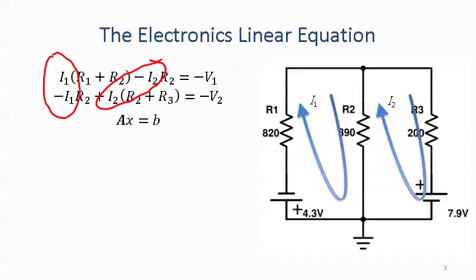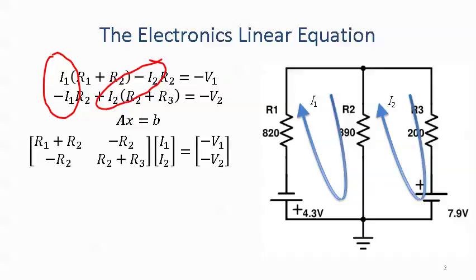Now we need to transfer that into a matrix format, AX equals B, and this is what we end up with. We have our resistors forming the matrix A. We have the unknown currents, I1 and I2, for the X vector, and we have our voltages, V1 and V2, for the result vector.